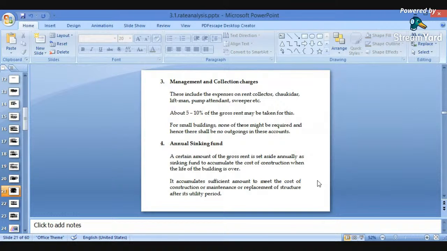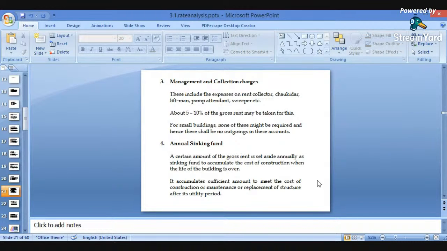Again, management and collection charges. This is also an outgoing related to valuations. These include the expenses on rent collection. There will be guards required, lift man required, pump attendant required, sweepers required. All these will be managed, and these will be covered in the valuations.